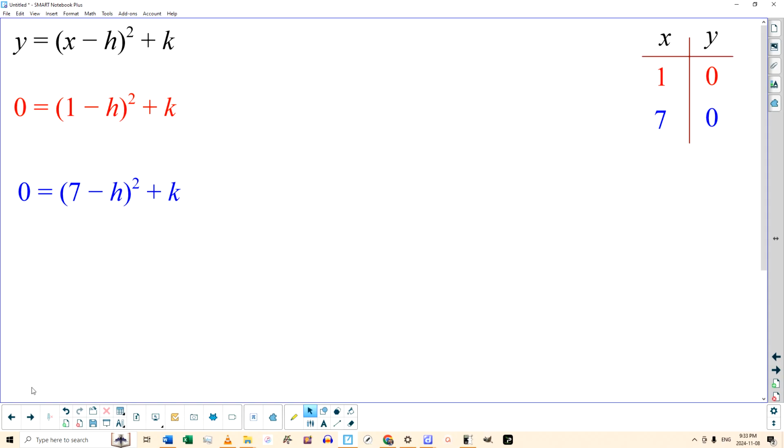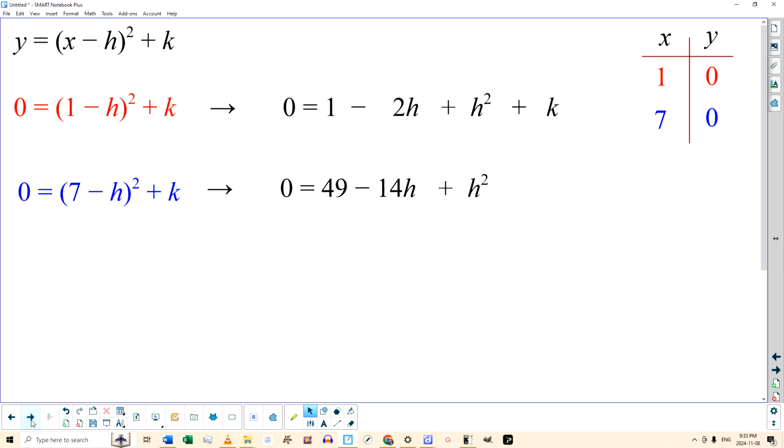So I'm going to simplify the red equation by taking (1 minus h) and squaring it. That means I'm taking (1 minus h) times (1 minus h). And when I do that, I get 1 minus 2h plus h squared. If you write down (1 minus h) times (1 minus h) and apply what we traditionally call FOIL to it, that's what you'll get. We also have plus k. What happens if we do it with the second equation? Well, I'm going to have to FOIL out (7 minus h) times (7 minus h), which is what (7 minus h) quantity squared is, and I'm going to get 49 minus 14h plus h squared. But we also have that plus k.